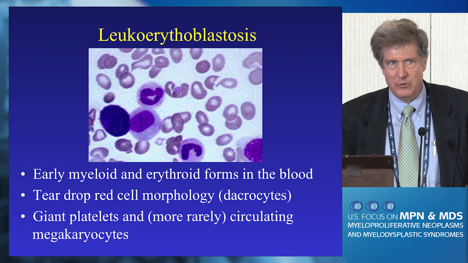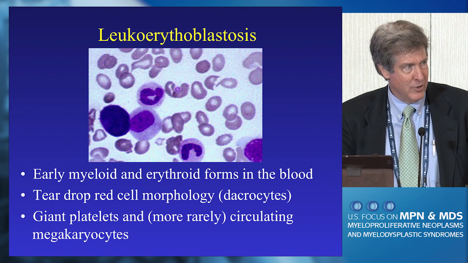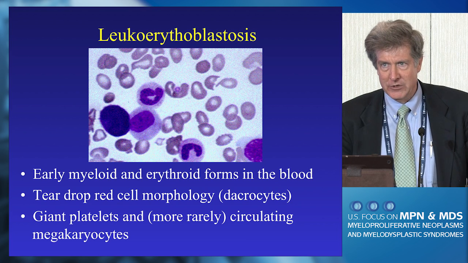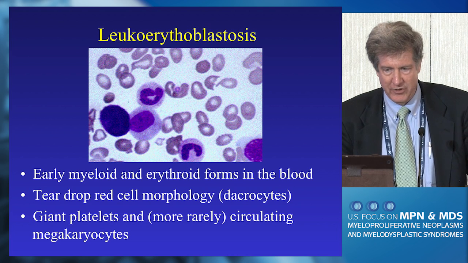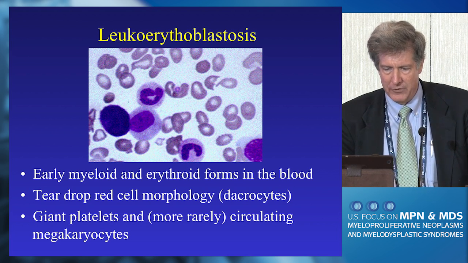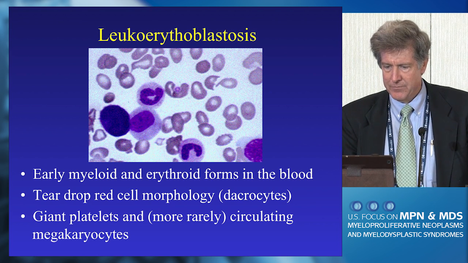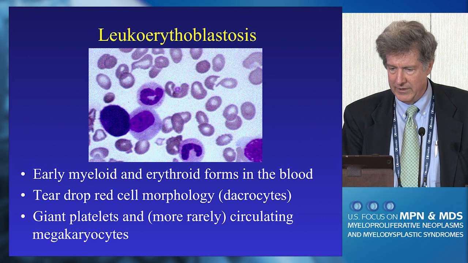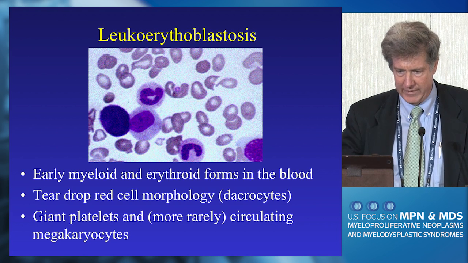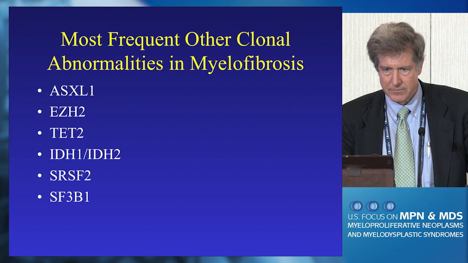Just as a reminder, leukoerythroblastosis is a situation where the blood looks a lot like bone marrow, where you see early progenitor cells of multiple lineages in the peripheral blood, often with teardrop red cell morphology, and sometimes with giant platelets, and more rarely with circulating megakaryocytes.